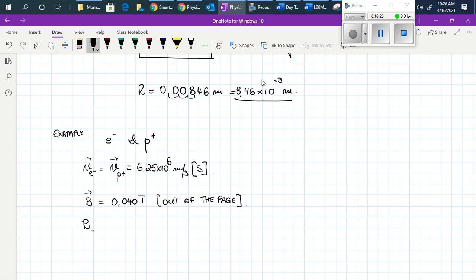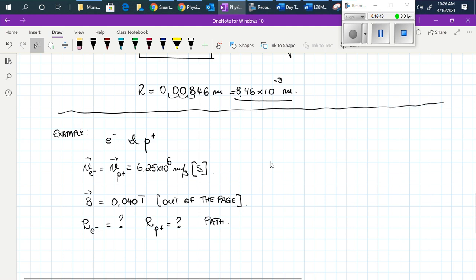Now what we will do is find the radius of the electron and the radius of the proton, and then see what the path is. Okay, let's draw a situational diagram showing the magnetic field and how both particles will deflect. So we have a magnetic field that is out of the page, represented with dots.